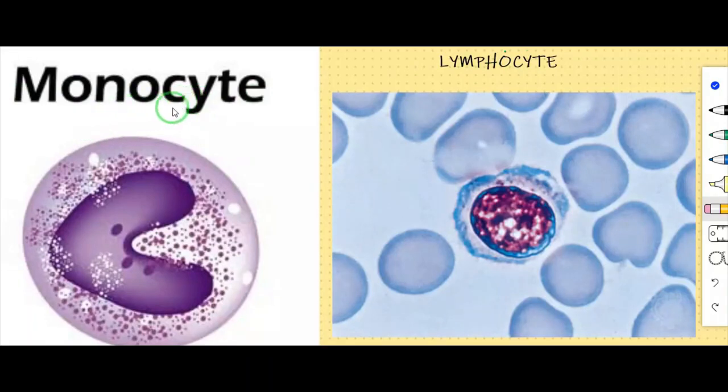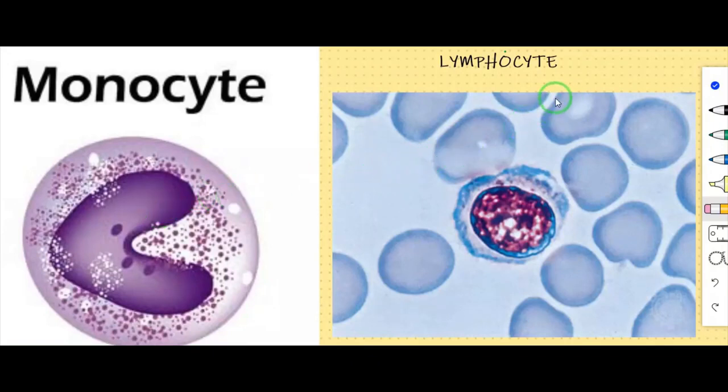So the monocyte is the largest leukocyte and the shape is amoeboid. Amoeboid in shape means indefinite shape, there is no definite shape. These cells form 5 to 6 percent of the total leukocytes. Function: phagocytic, they can engulf bacteria or microorganisms.